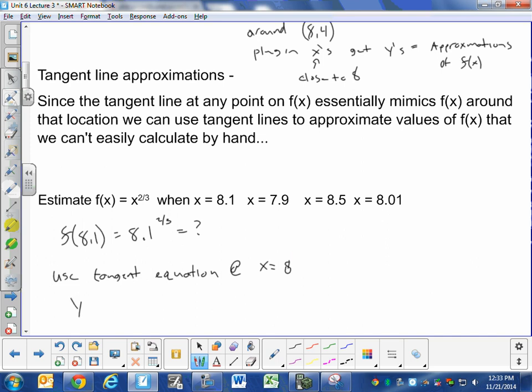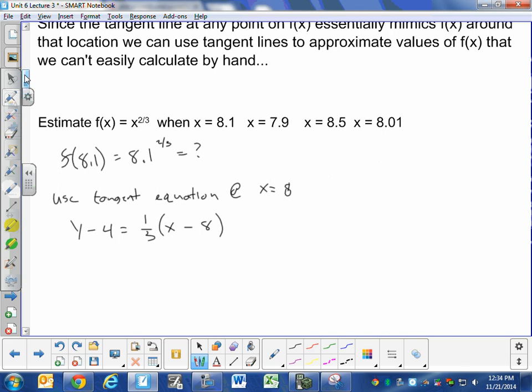So I got y minus 4 is equal to 1/3 (x minus 8). Well, to figure out y, I'll plug in the x of 8.1. I get y minus 4 is equal to 1/3 times (8.1 minus 8). Notice I didn't solve for y. It's actually going to be easier if you plug in x while it's still in parentheses, because this will be an easy decimal to work with.